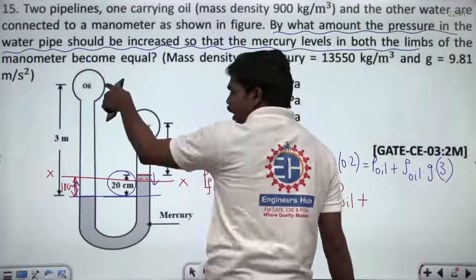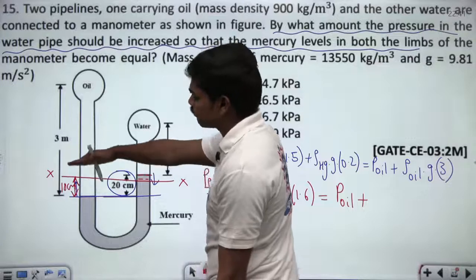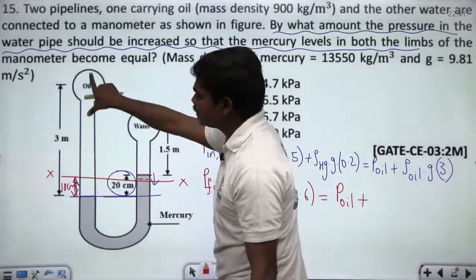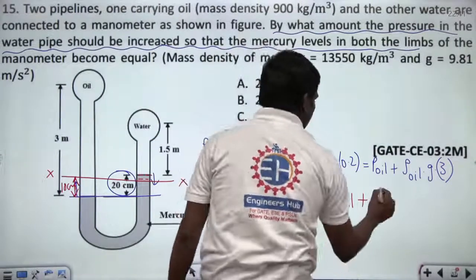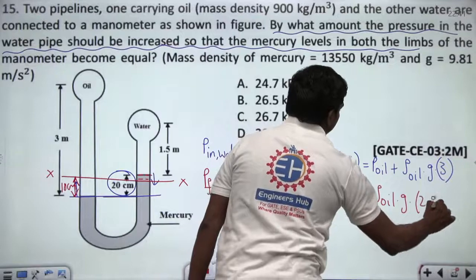Plus this oil is of a bit less density and a bit less height. So this is 10 centimeters. So 0.1, if you subtract, there will be 2.9 meters of oil column. So density of oil into g into 2.9. So this is the value.